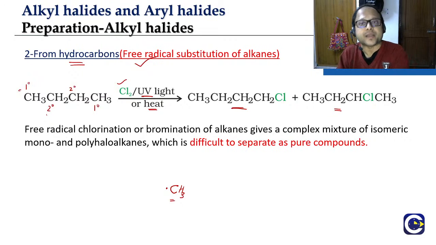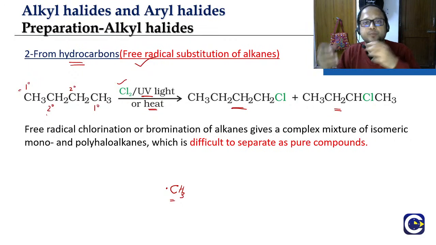For example, here you have 10 different hydrogens, and all of them will be replaced one by one. You could get 10 different isomers, or even more than that, because there can be various chain isomers and position isomers. Those kinds of permutations and combinations will be there. So you'll end up getting a lot more things, and to segregate them into individual pure compounds is going to be a very painful task. So industrially it is not that helpful.